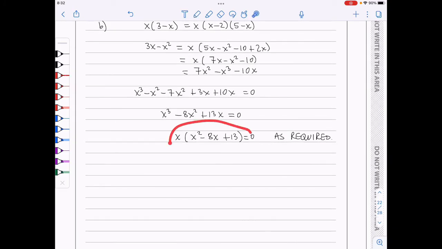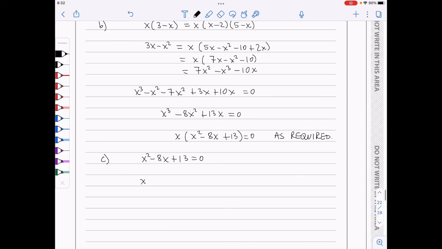So I will start by solving this. Obviously, x being 0 is not an interesting solution because it's just the origin. So I have to solve x squared minus 8x plus 13 is equal to 0. I'll be using the quadratic formula for this one. x is minus b plus or minus the square root of b squared minus 4ac, over 2a. This leads to 4 plus or minus root 3.